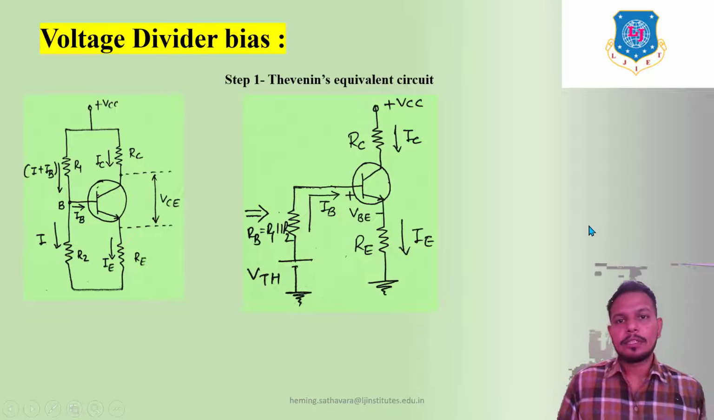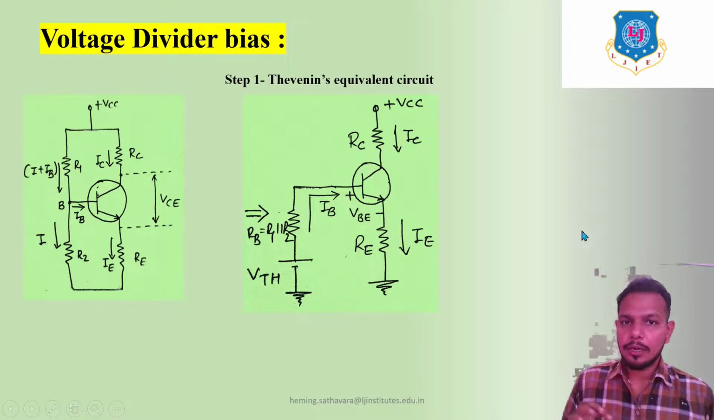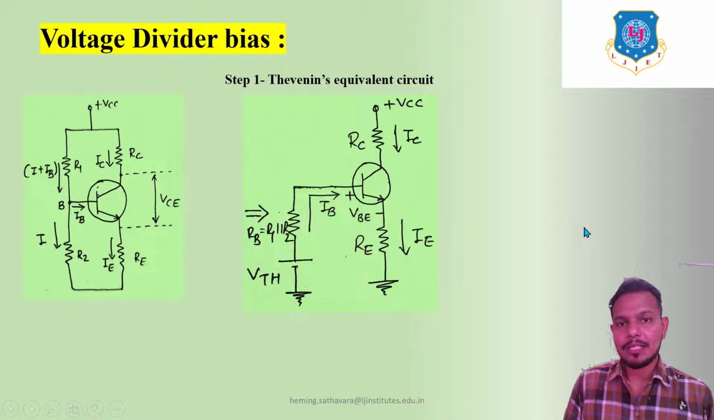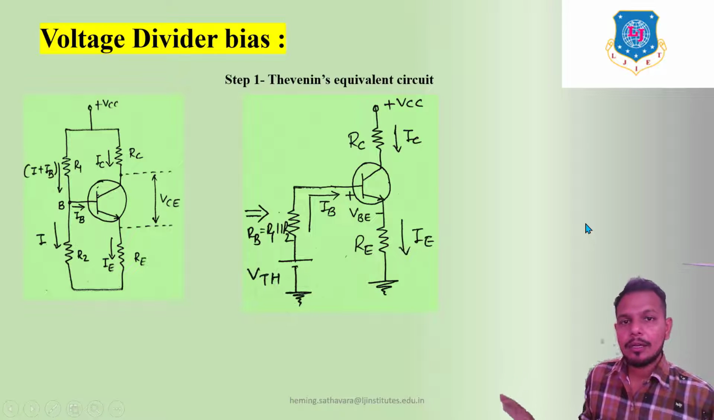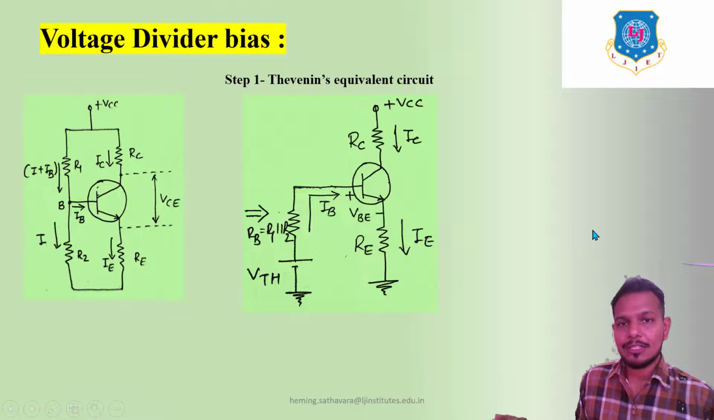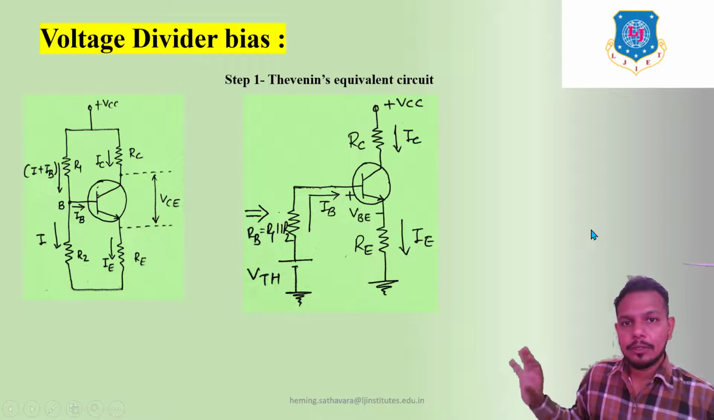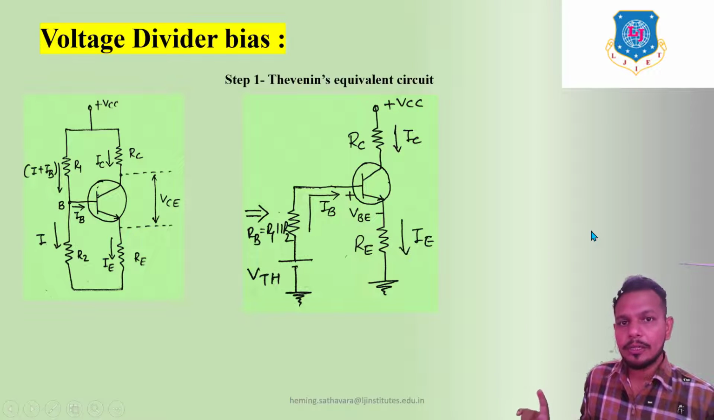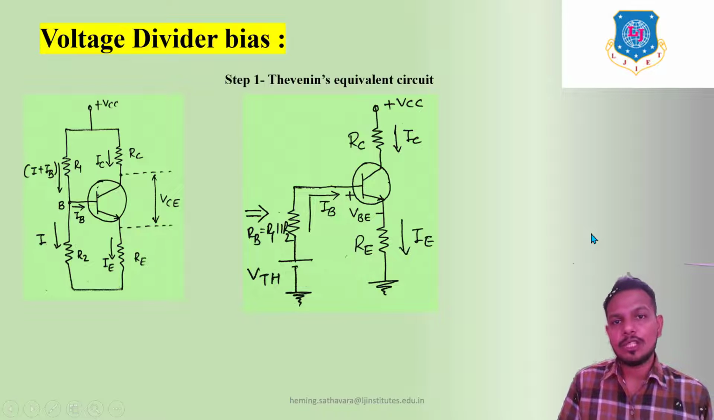So this is your final expression for the VCEQ. Now last, this is the most important among these stabilization techniques, which is known as voltage divider bias. Why is it known as voltage divider bias? Here we can see parallel resistors. Due to this, it is known as voltage divider bias. So first we have to connect one battery in terms of Thevenin's voltage.